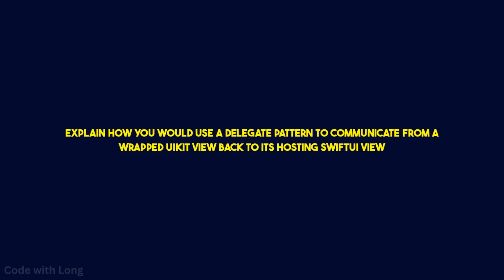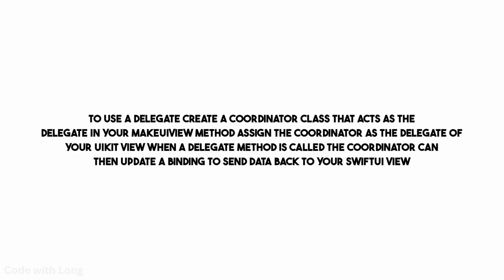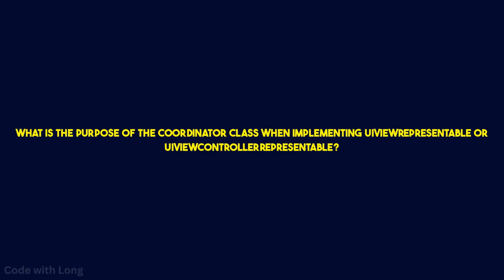Explain how you would use a delegate pattern to communicate from a wrapped UIKit view back to its hosting SwiftUI view. To use a delegate, create a coordinator class that acts as the delegate. In your makeUIView method, assign the coordinator as the delegate of your UIKit view. When a delegate method is called, the coordinator can then update a binding to send data back to your SwiftUI view.